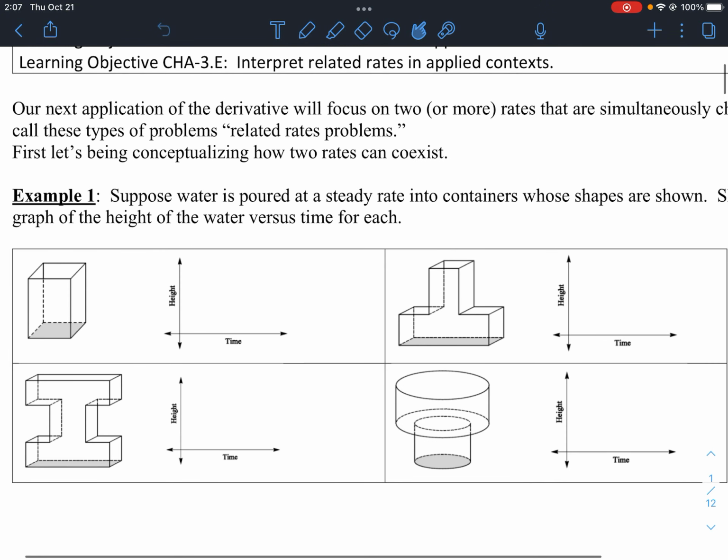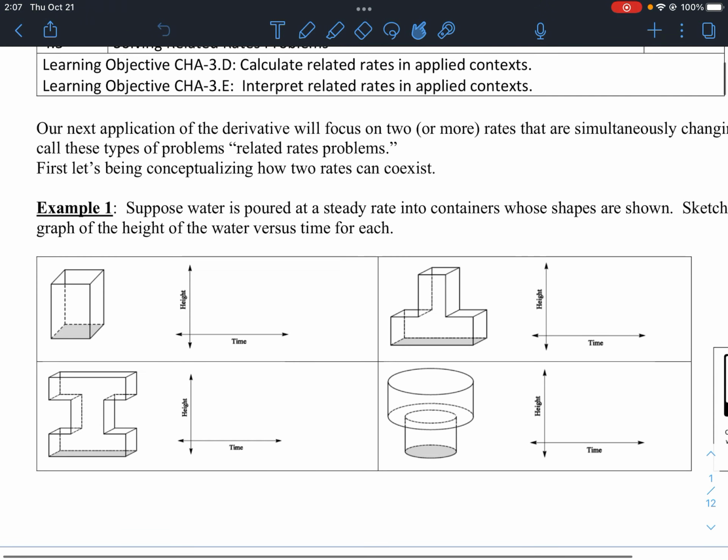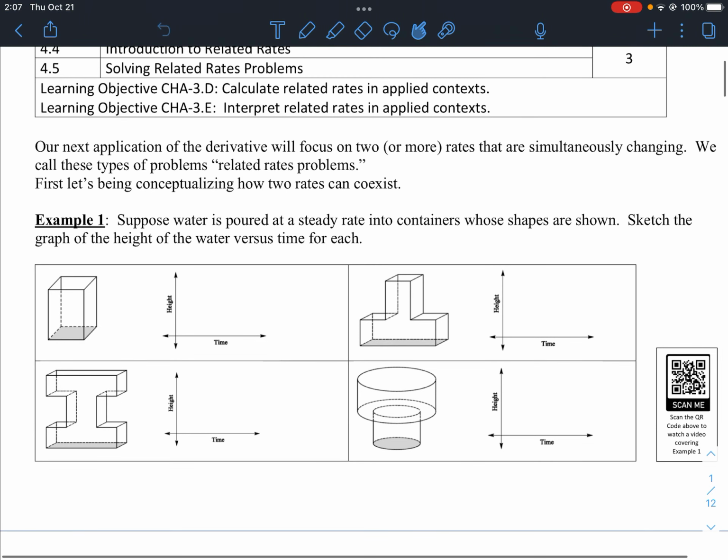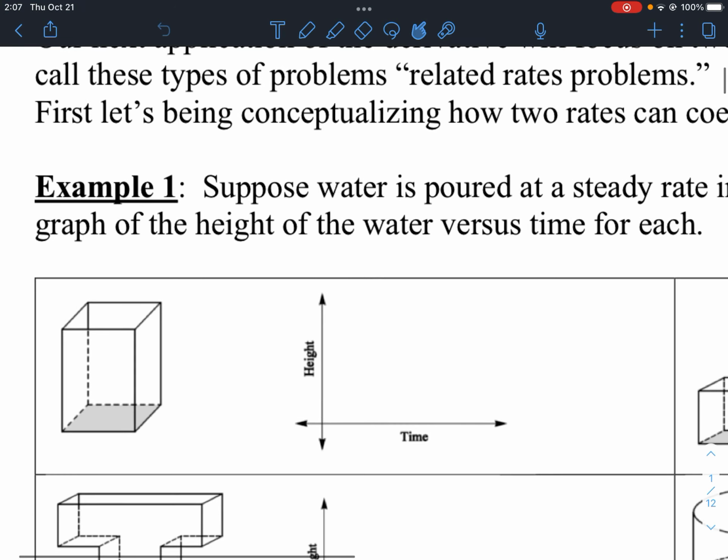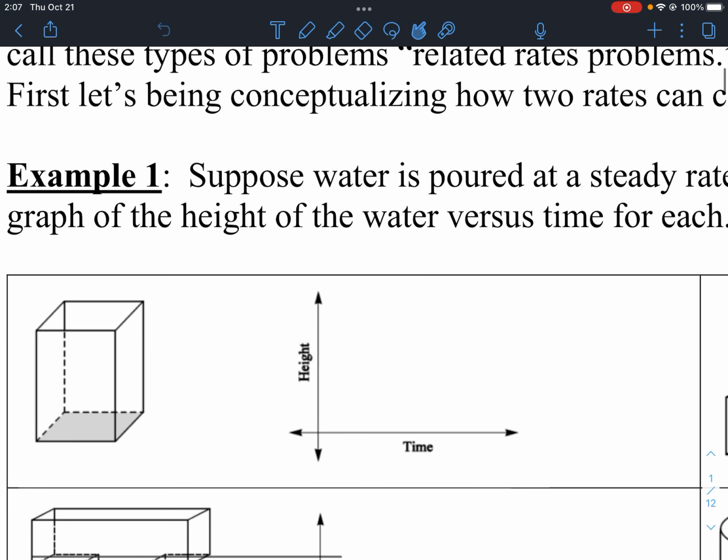First, we're going to start just by conceptualizing how two rates can coexist at a time. So example 1 says, suppose water is poured at a steady rate into containers whose shapes are shown. Sketch the graph of the height of the water versus time for each one. So first, we just have a rectangular prism. Okay, so as the water is poured at a steady rate over time, the height will also continue to rise at a steady rate over time.